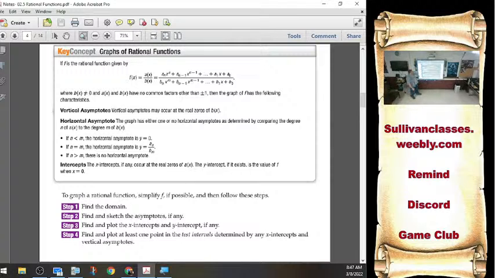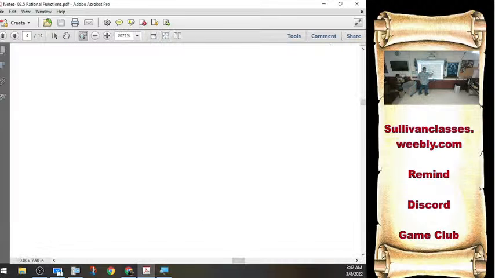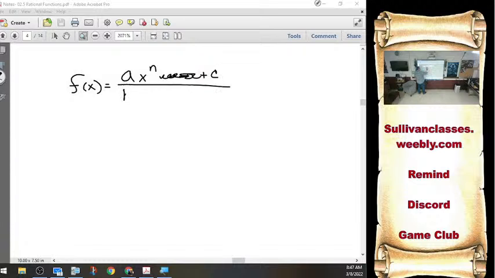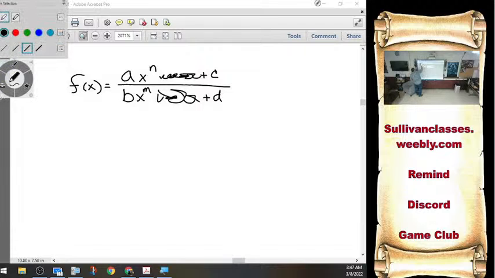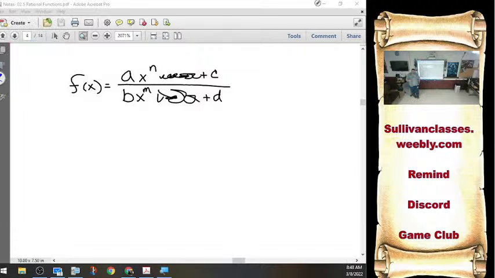Also, next to all of these rules, maybe in this little area, I want you to write, if I do f of x is ax to the n plus c over bx to the m plus d. I don't want to write all the sequence stuff in the middle. I'm lazy. Next to this, you're going to have the holy grail for rational functions.